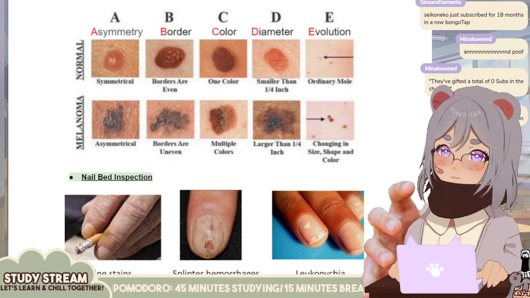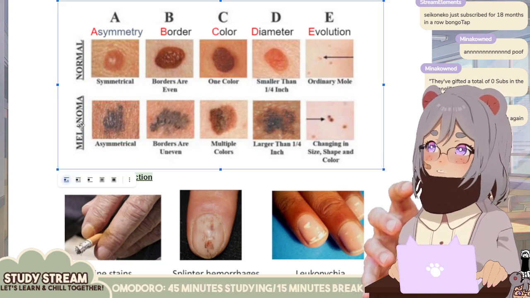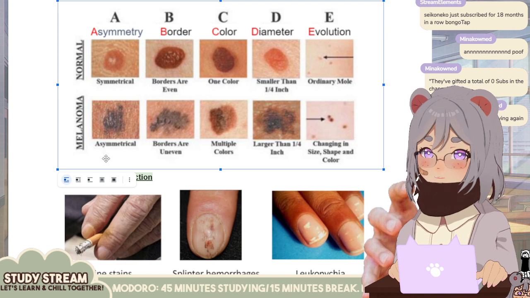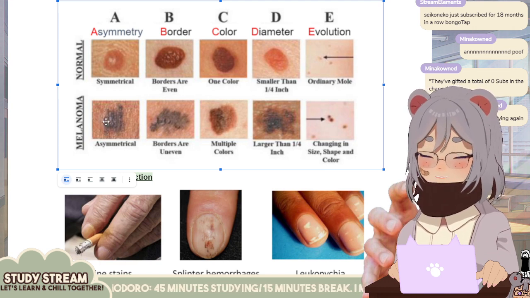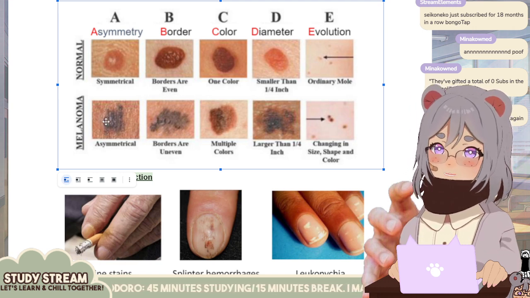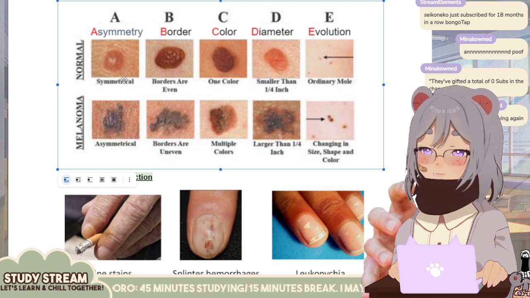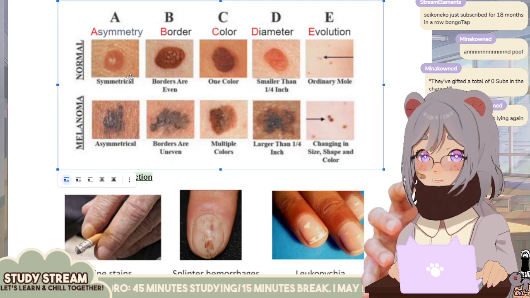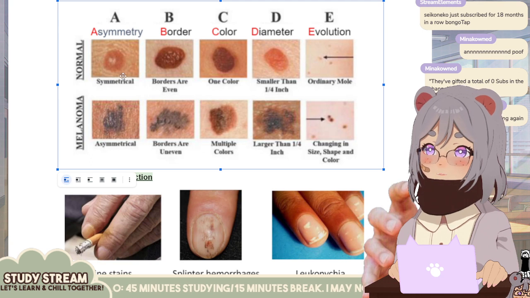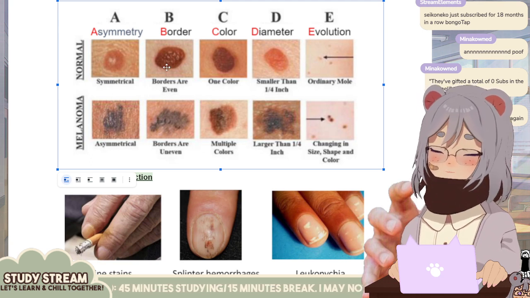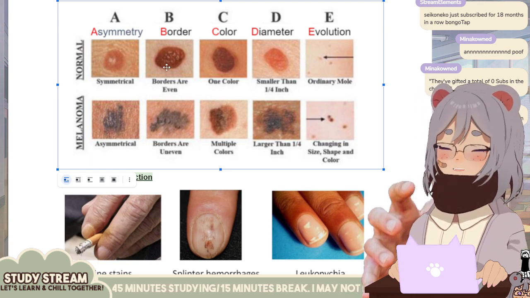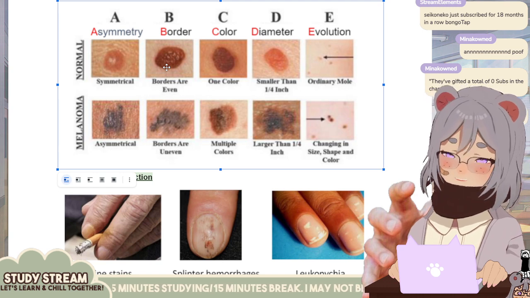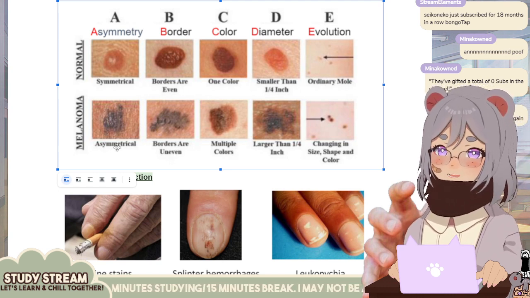A, for asymmetry. So we have the difference between normal and abnormal, or even cancerous lesions on the skin. What you're going to look for is asymmetry, because when it's normal and rounded, you can break it into four equal parts and say, oh yeah, normal symmetry. But asymmetric is something like this.